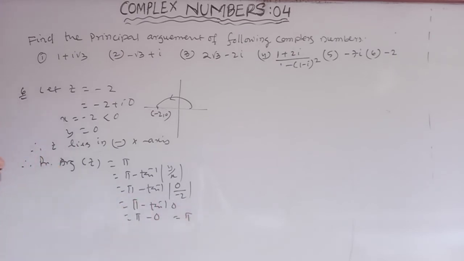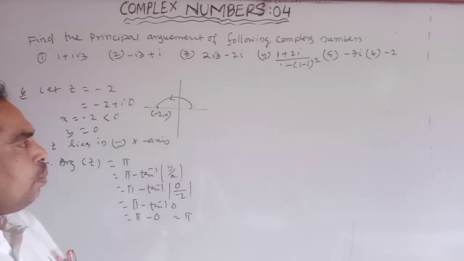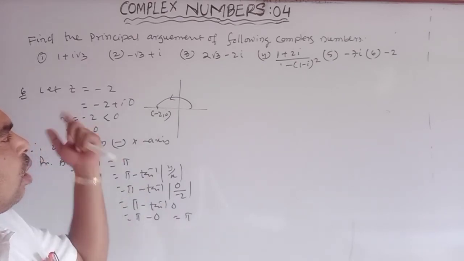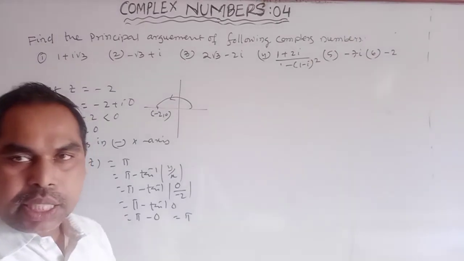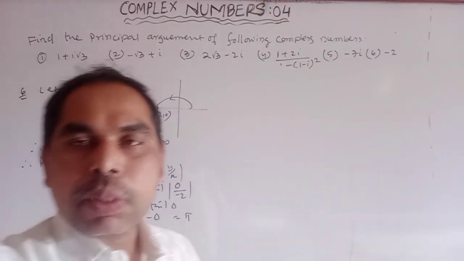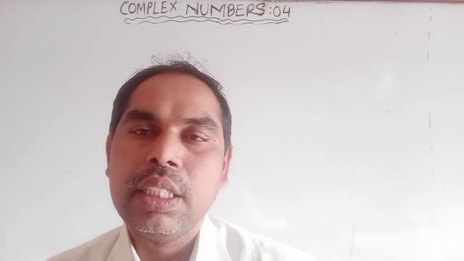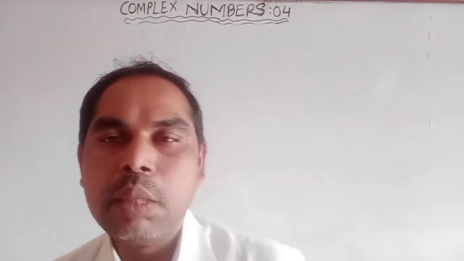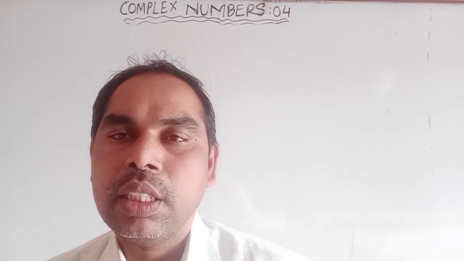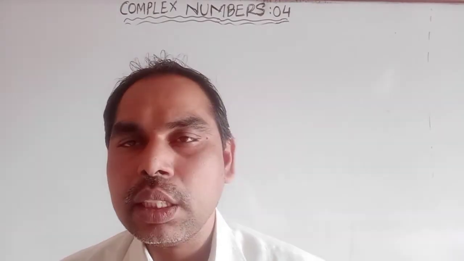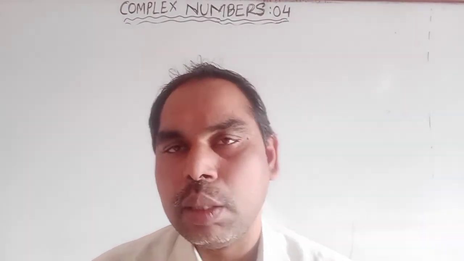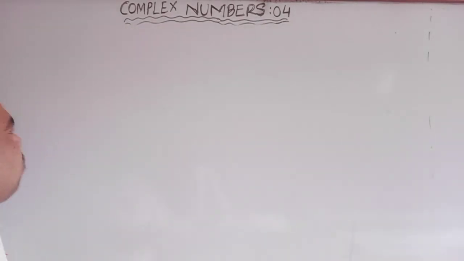Okay, so this is pi. So using the given formula we can find the value of the principal argument of z. Okay. Next, properties of argument. Before starting the properties of argument, first we shall discuss the polar form of a complex number and the Eulerian form of a complex number. Okay. Polar form of a complex number.